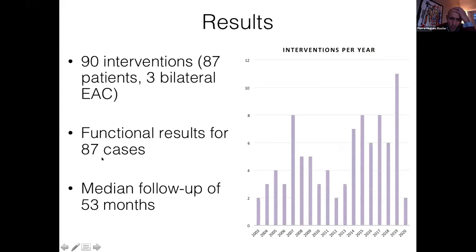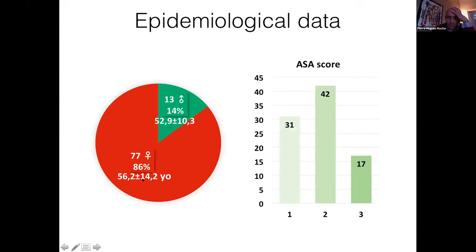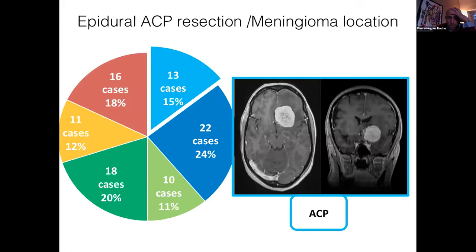This is a patient who could be evaluated after this resection with a follow-up of 53 months. And this is our experience of the ACP resection for parasellar meningiomas here. This is the distribution of our patients, classically many more women than men, of course. And this is the classification we used. You see here in blue, this was the case of the ACP tumors, which were resected using this approach.